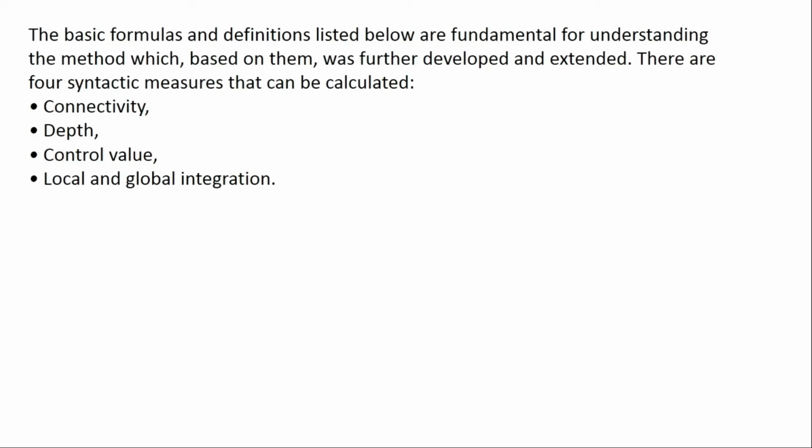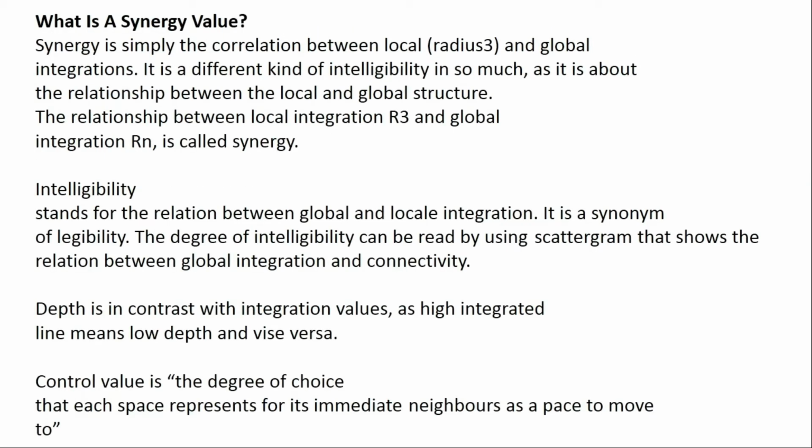There are 4 syntactic measures that can be calculated: the connectivity, depth, control value, and the local and global integration. The synergy value is simply the correlation between local radius and the global integration. The relationship between local integration R3 and the global integration Rn is called synergy. And intelligibility stands for the relationship between global integration and connectivity. It is a synonym of legibility. The degree of intelligibility can be read by using a scattergraph that shows the relationship between global integration and connectivity.